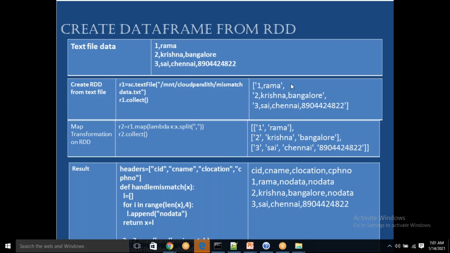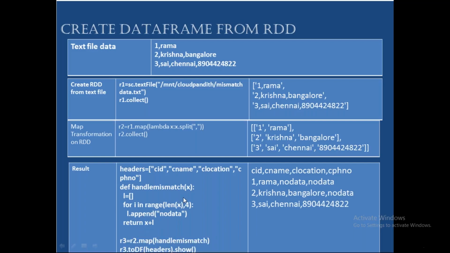Now just see what I'm doing here. So map dot handle mismatch. For this function I'm passing one by one list, 1, Rama. Do you know the length of this list? How many items do we have in this? 2. So when you say length of x, it will be 2. Range of 2, 4 means 2 times no data will come.